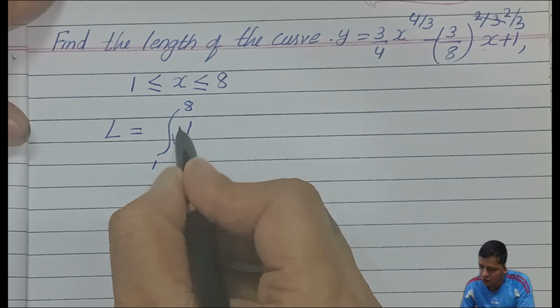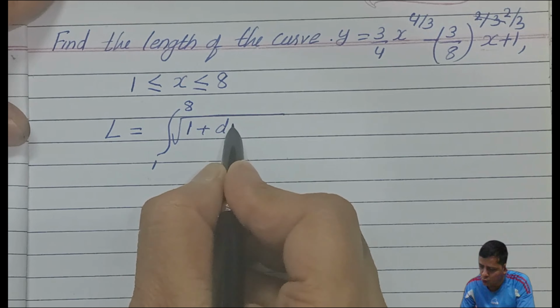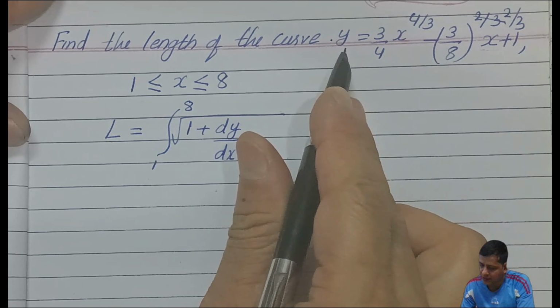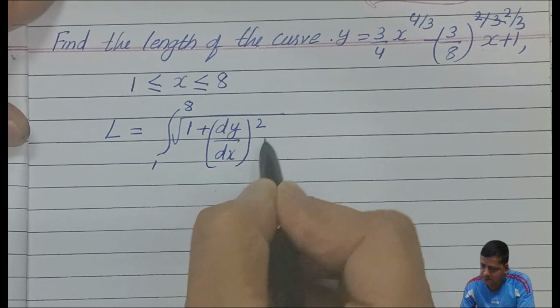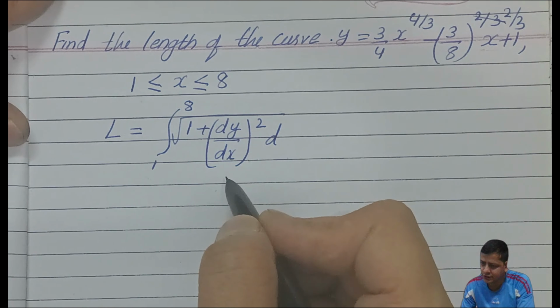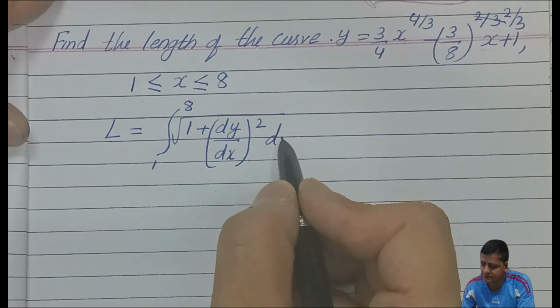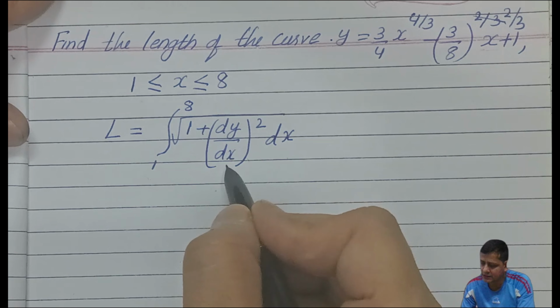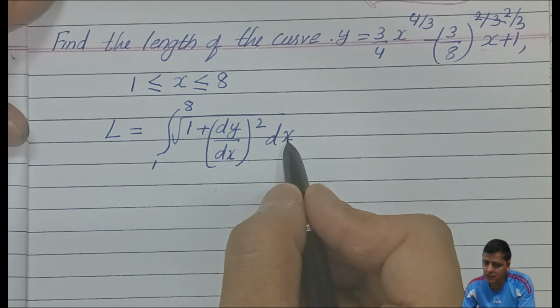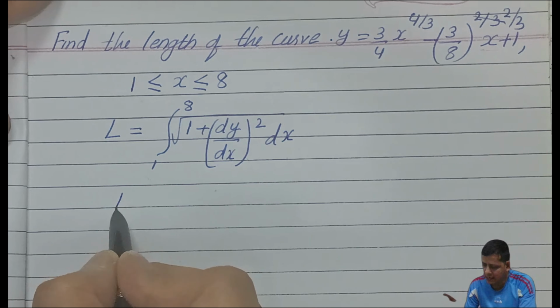Let's go for the formula, which is the square root of 1 plus dy by dx, whole square. We said differentiate with the help of x, so dy by dx, whole square, dx. I hope I'm clear on this portion. Now let's differentiate the value we have.